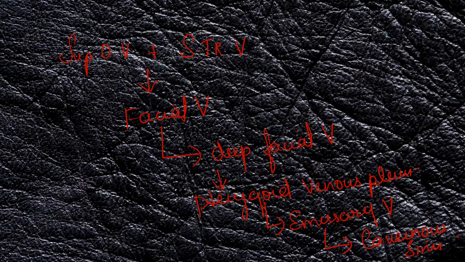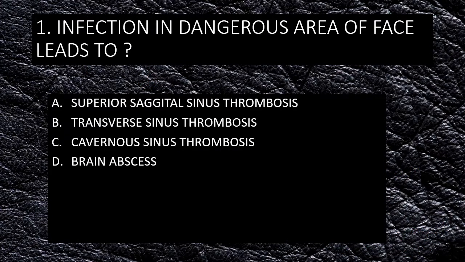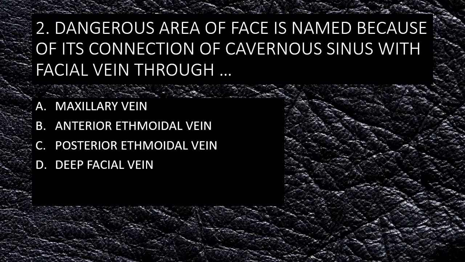So there are two MCQs for you to solve, very easy MCQs that were asked in previous NEET exams. Infection in the dangerous area of face leads to: A, superior sagittal sinus thrombosis; B, transverse sinus thrombosis; C, cavernous sinus thrombosis; and D, brain abscess. I think it's really easy to answer this. The second MCQ: the dangerous area of face is named because of the connection of the cavernous sinus with the facial vein through: maxillary vein, anterior ethmoidal vein, posterior ethmoidal vein, or deep facial vein.